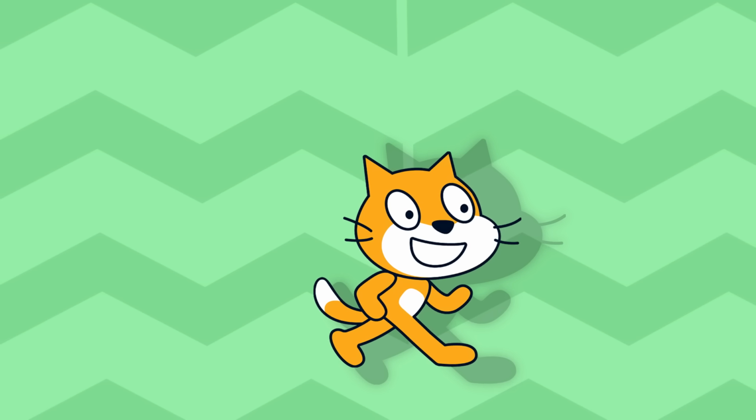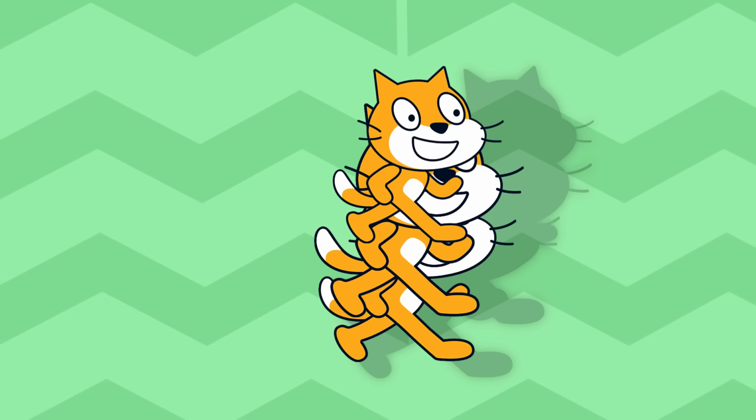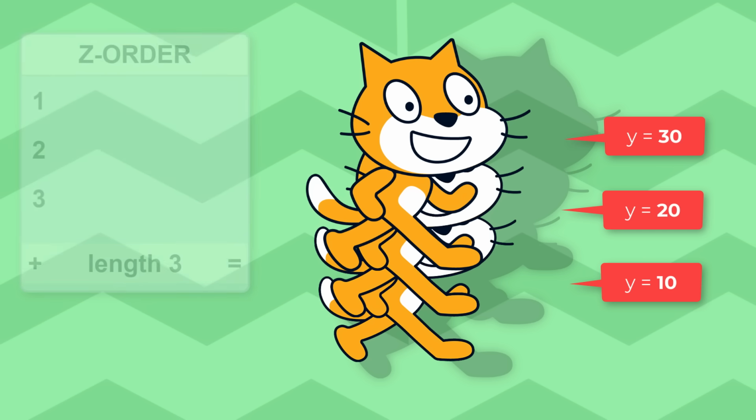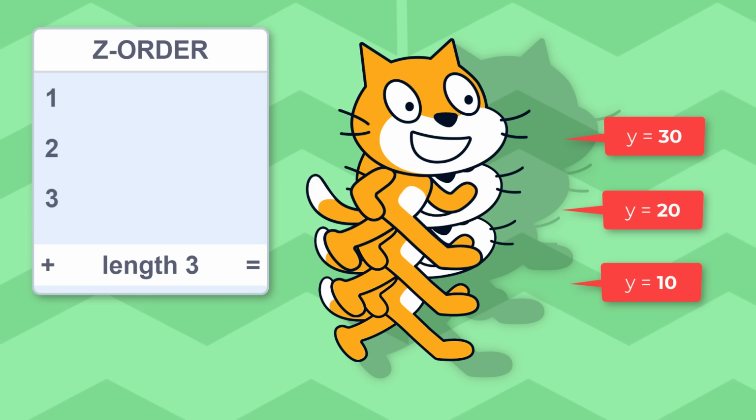Let's start with just 3 cats on the stage, with Y positions of 10, 20, and 30, respectively. Only, man, they are ordered back to front. We want the cat with the lowest Y position of 10 to be displayed in front of the pack. So bring in our Z order list. Let us simulate how the script will run.